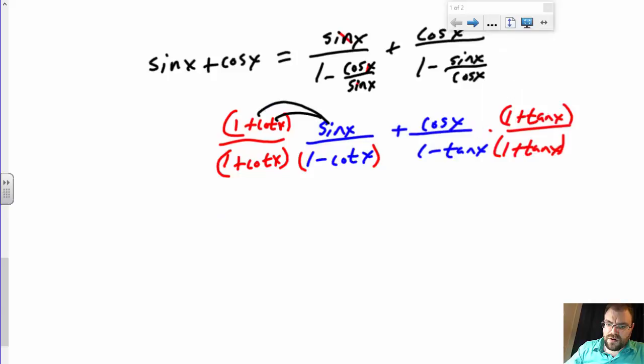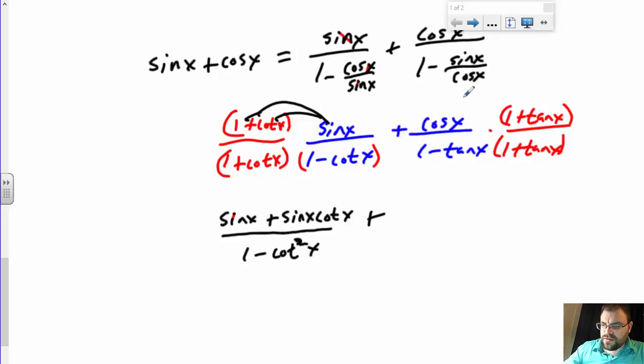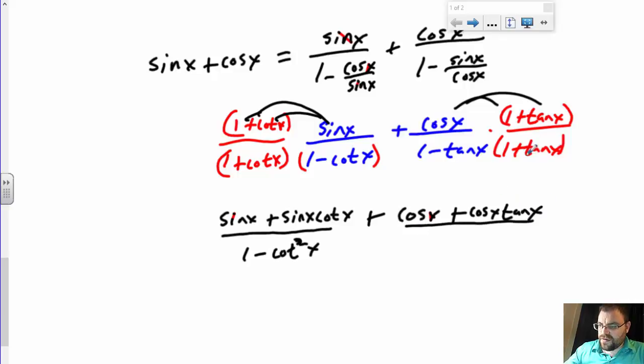So we're going to say sine times 1 is sine of x. Sine times cotangent is sine cotangent. And this part will be over this, which is another difference of squares, which is 1 minus cotangent squared x. And then plus, we're going to distribute this. This is going to be cosine x plus cosine x tangent x, all over this times this, which is a difference of squares, which is 1 minus tangent squared x.